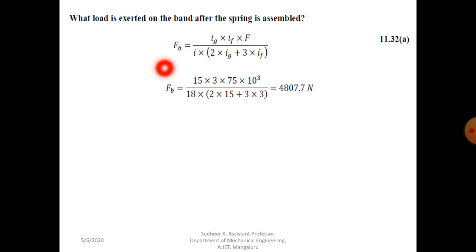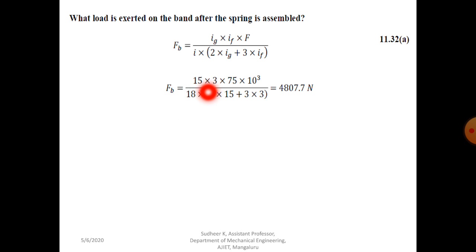So what is the force exerted on the band after the spring is assembled? That is given by this expression, 11.32. So it is given by FB equal to Ig into If into F divided by I into 2 into Ig plus 3 into If. So if you substitute the values, you will get the load exerted on the band, which is denoted by F suffix B.